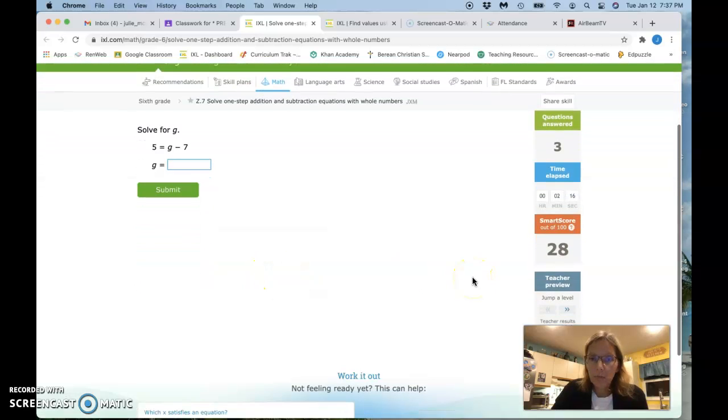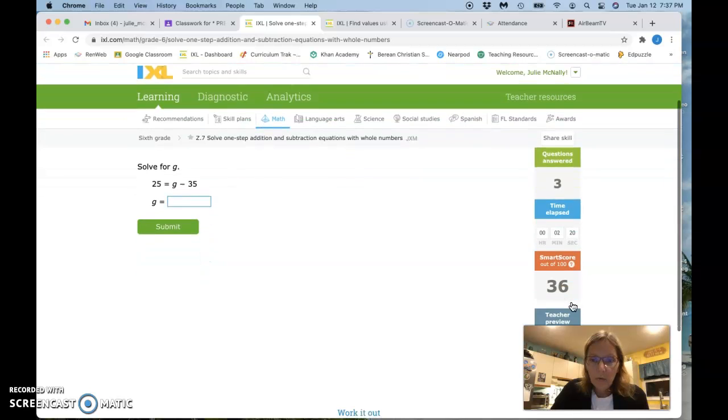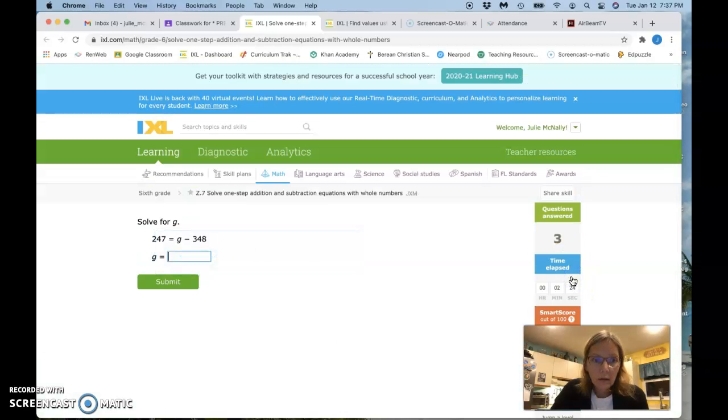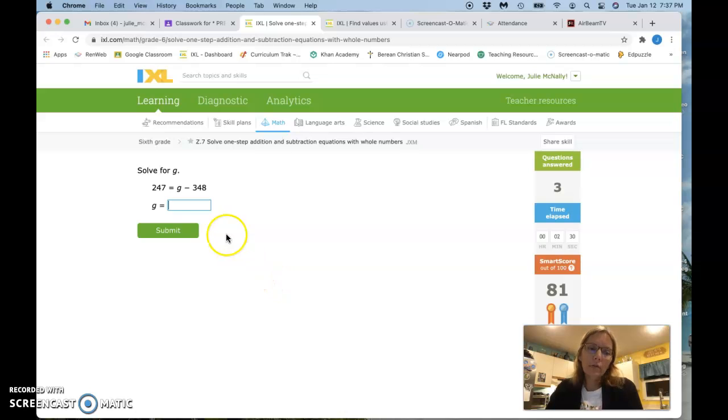And I'm just going to jump a level and see if we get into anything that would be complicated. Okay, so it looks like it's just getting into bigger numbers the higher your score goes. So again, use your calculator for this and you'll be fine. Remember, just look at what's happening to that variable, do the opposite to both sides, and then you'll find out what the answer is. Okay?